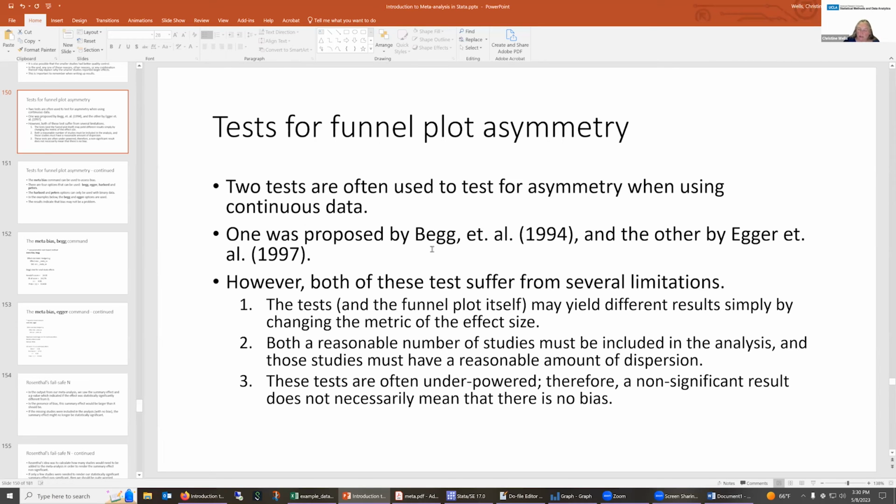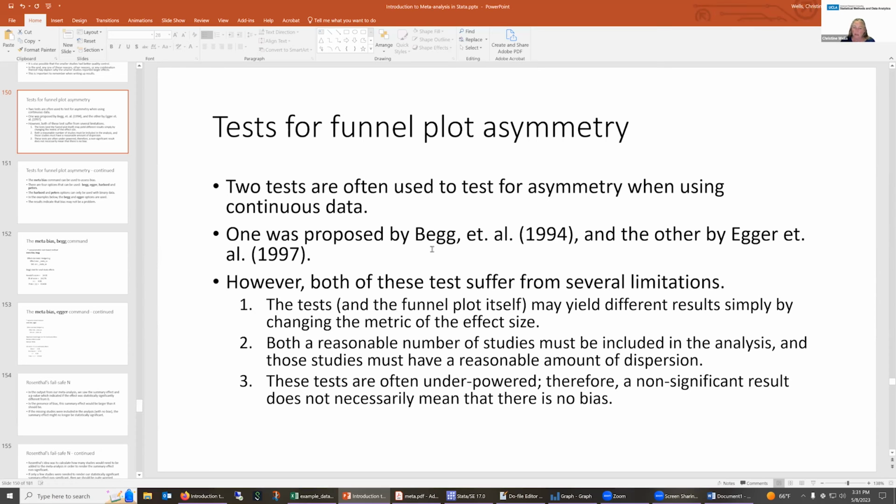Okay, I don't want it to be true that if I change the metric of my effect size, my finding that there could be bias in here suddenly appears or disappears, because whether there's bias or not shouldn't depend on the metric of effect size that I'm using. Those two things aren't supposed to be related, and yet they are with these tests. Both a reasonable number of studies must be included in the analysis, and those studies themselves must have a reasonable amount of dispersion. So I don't, again, really like stuff that's tied to N, but can't really get away from that.